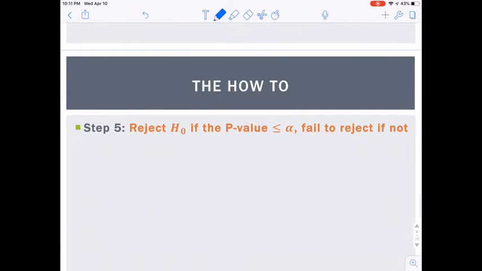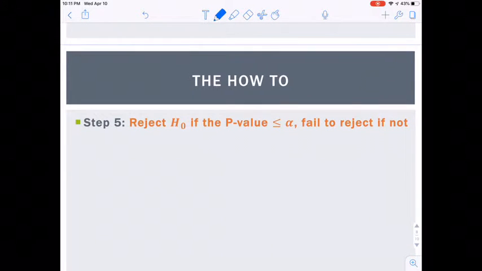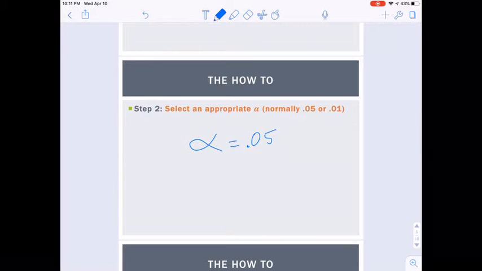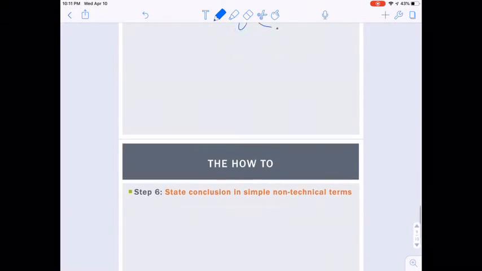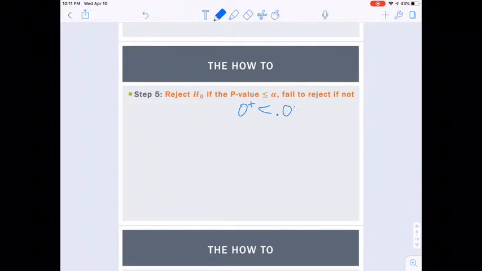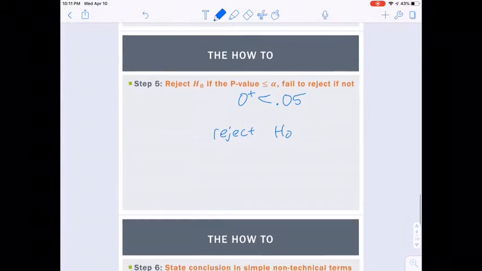Okay, so now we're in this technical conclusion spot where we're going to say p-value less than alpha. Well, our p-value is 0 plus, so it's definitely going to be less than whatever alpha was, which for this problem, I believe we set alpha to be 0.05. I'll double check. Yep, looks like we set it to be 0.05. Okay. And then we're going to just follow the script here. That's a rejection. Reject the null hypothesis because p-value was less than alpha.